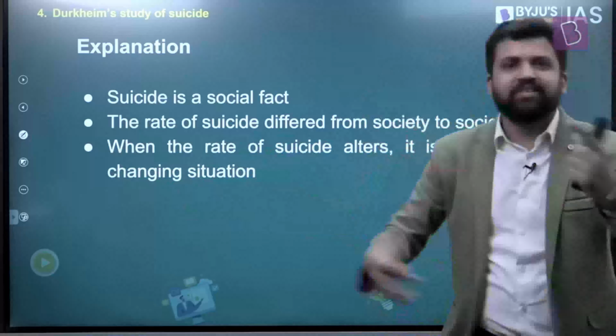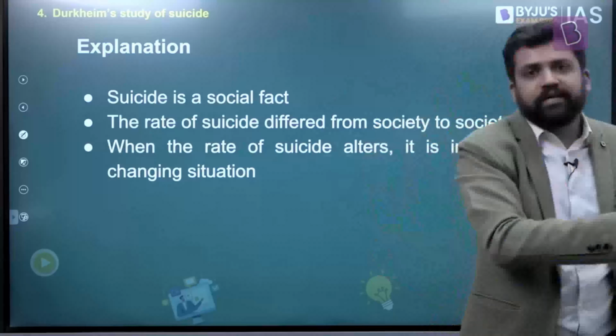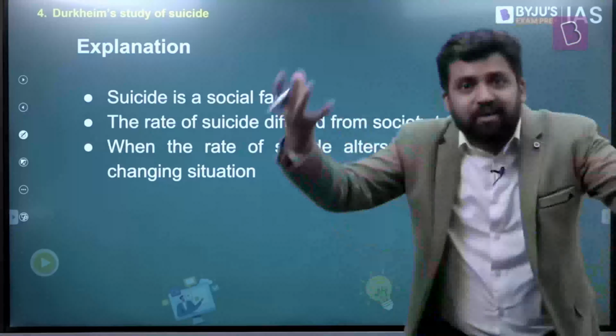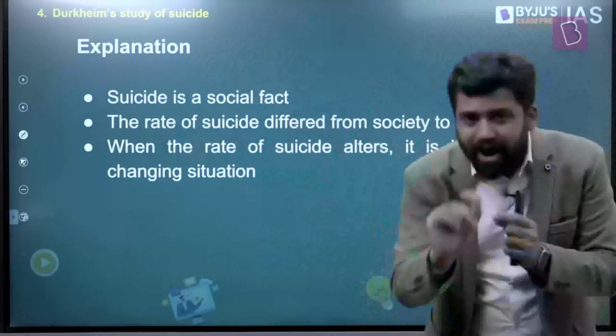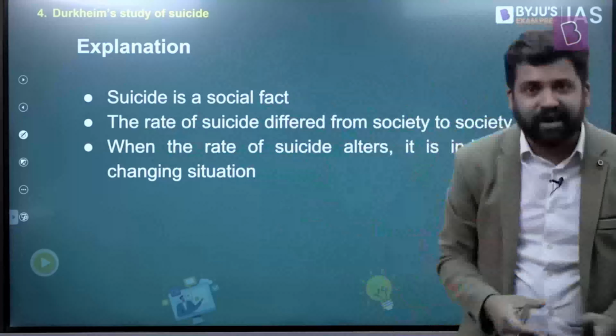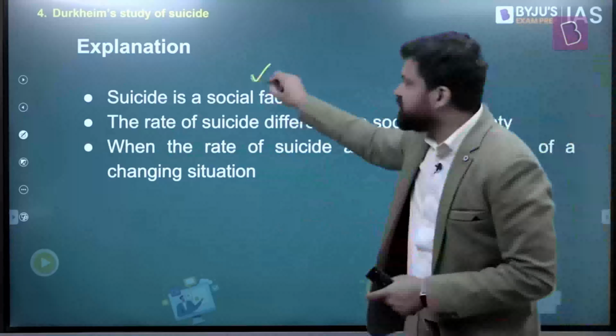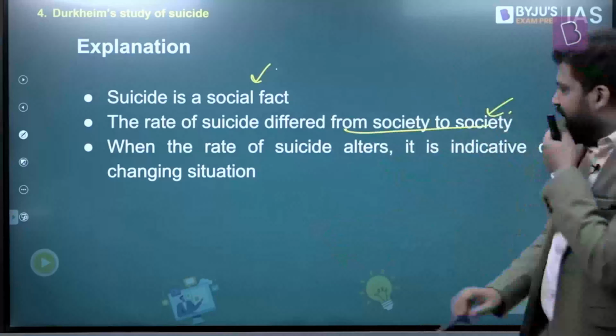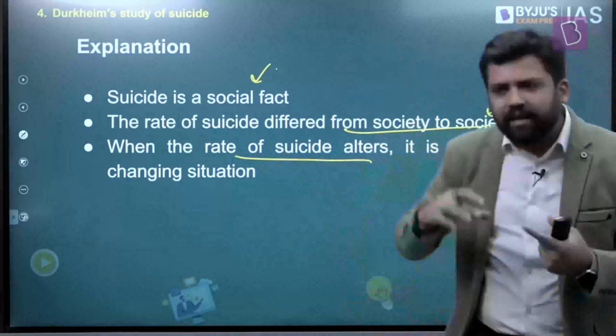Who is committing suicide? Again, this is much more of an individual thing. But every society has a quota of suicides. These many people will commit suicide. One society will have a higher number of suicides, another society will have a lesser number. But who are those individuals who will be forced to commit suicide? It will again depend on a host of individual factors. This is what he is finding out. Suicide is a social fact. The rate of suicide differs from society to society. And when the rate of suicide changes, most likely the society has also changed.